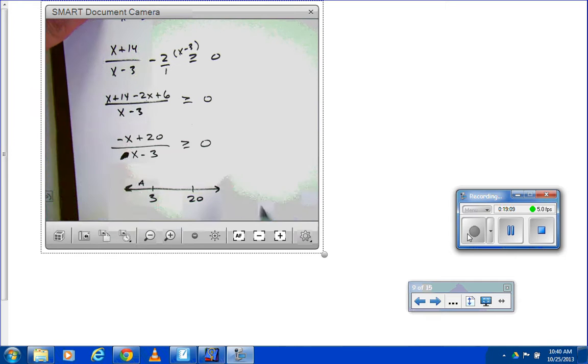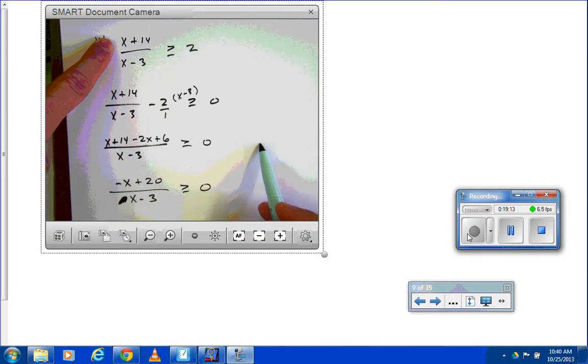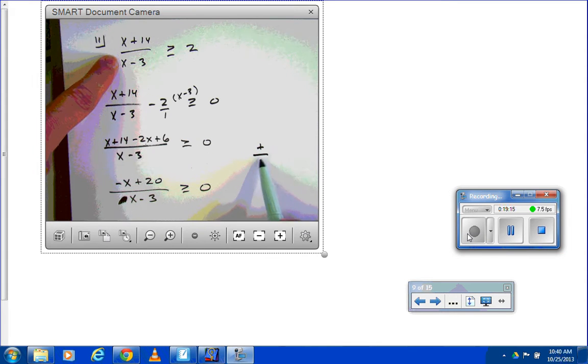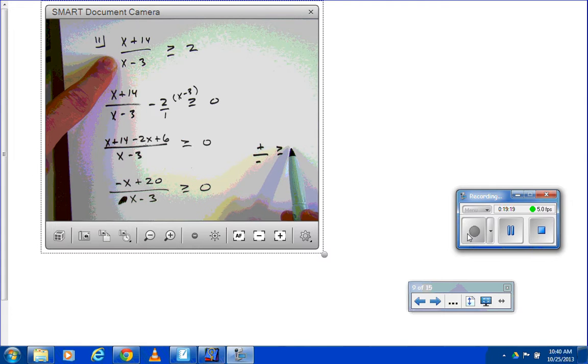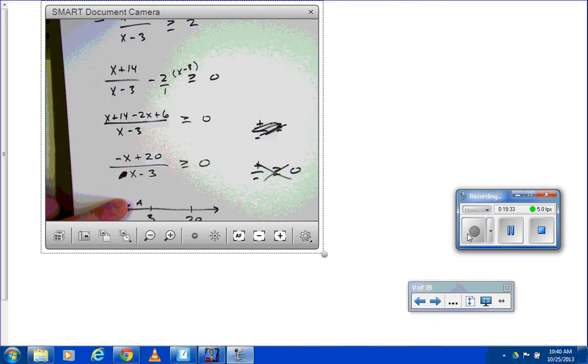If I tested 0, that would give me a positive over a negative, which is a negative. Oh, wait a minute. I'm looking at the wrong one. Let's back up. It's still a positive over a negative. Never mind. It's a negative. Negative is not greater than or equal to 0. So that interval is not in the solution.